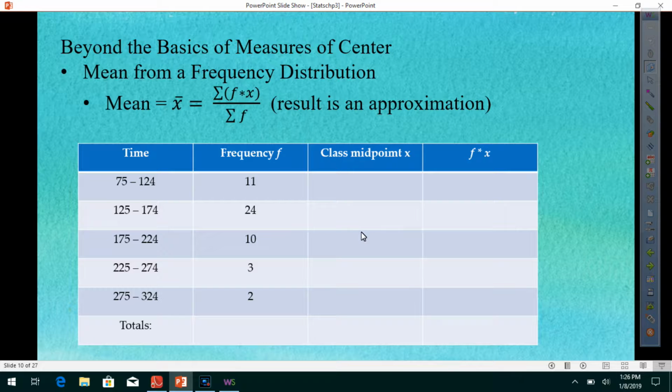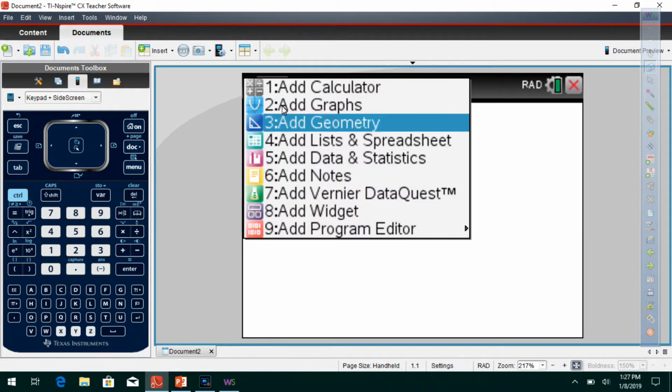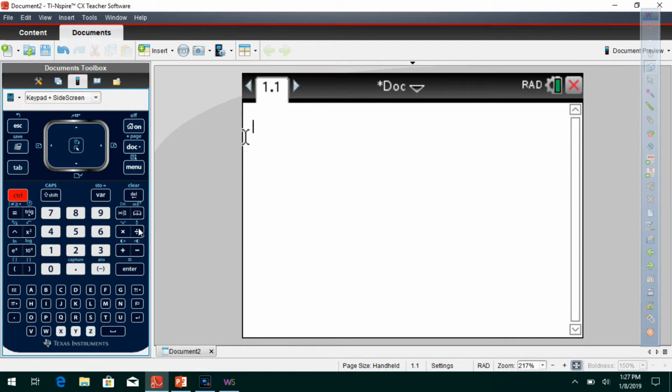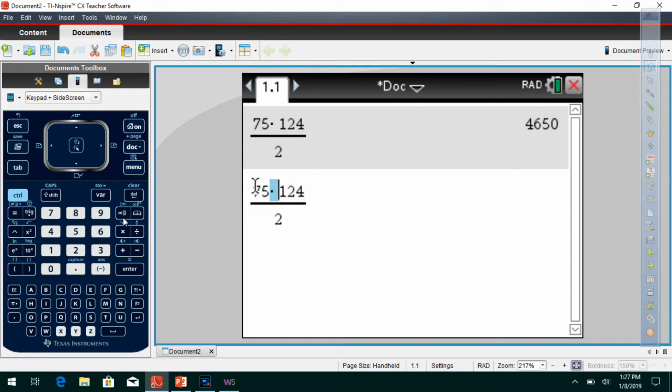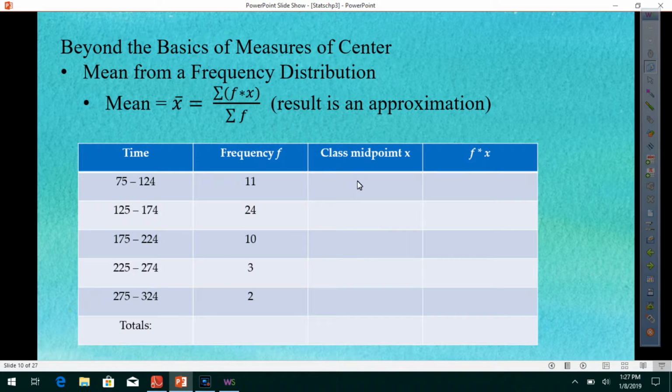So we have 75 to 124, and there are 11 of them. What we need to do is calculate the class midpoint. How do we calculate the class midpoint? We add 75 plus 124 and divide by 2. On the calculator, I hit multiplication and I meant to hit addition. Control, divide, 75 plus 124 over 2, and we get 99.5.